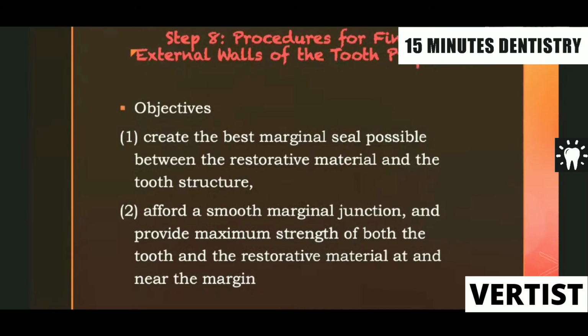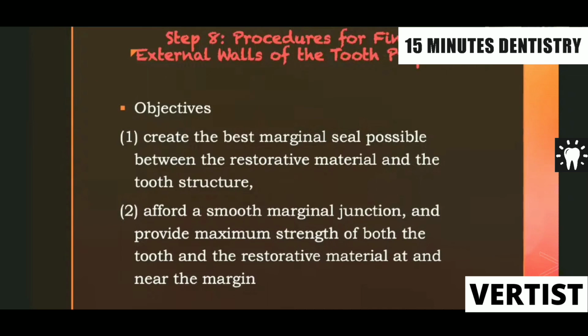Now, the next step is finishing the external walls of the tooth preparation. That is to create the best marginal seal possible between the restorative material and the tooth preparation. And we should be able to have a smooth marginal junction and provide maximum strength of both the tooth and the restorative material at and near the margin.